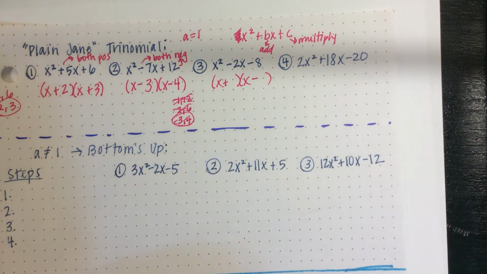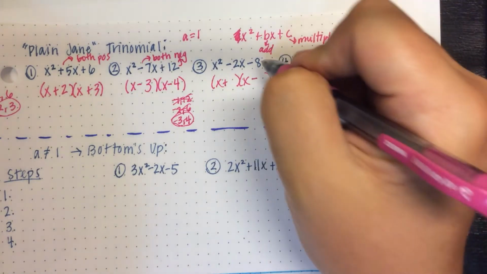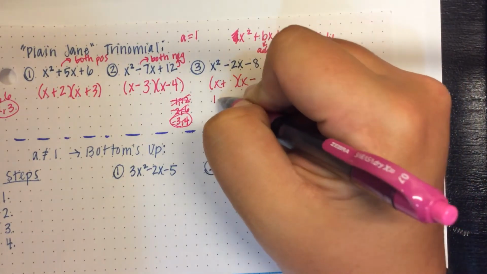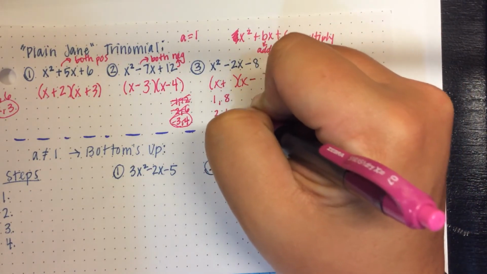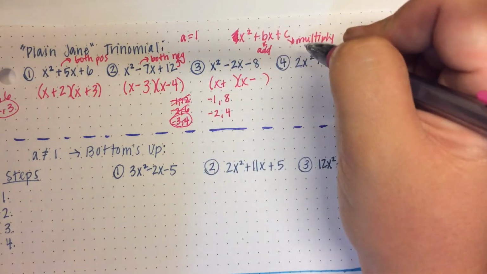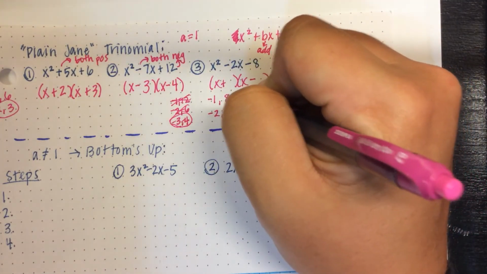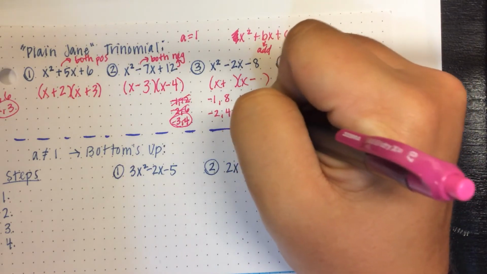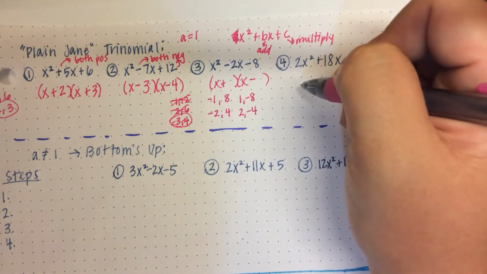And then I have to think about all my numbers twice. Okay, so my factors of 8 are 1 and 8, 2 and 4. But because I have one of each, that means I have -1, +8, -2, +4, and then 1, -8, and 2, -4. So I have 4 options now.